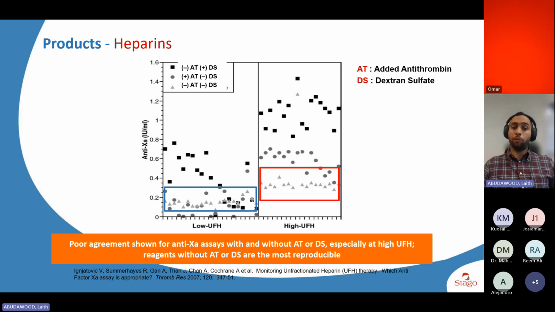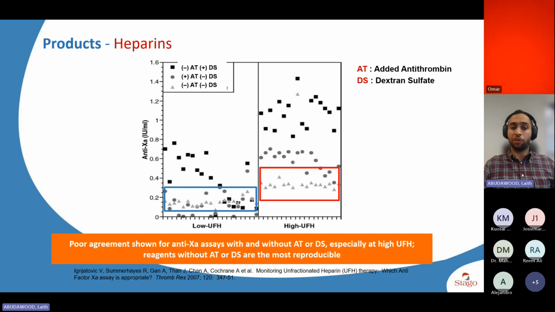Another point that's also important. A lot of reagents in the market contain antithrombin as part of the reagent, whereas Stago does not have that. Stago anti-Xa reagent does not contain antithrombin. The antithrombin that basically exerts the anti-Xa effect in the assay comes from the patient blood. So what's the importance of this point? Now, as you know, antithrombin levels, of course, will vary from person to person.